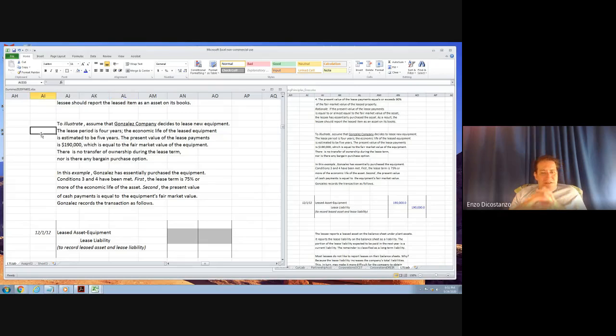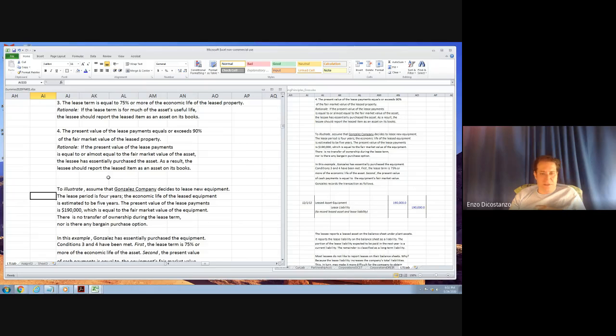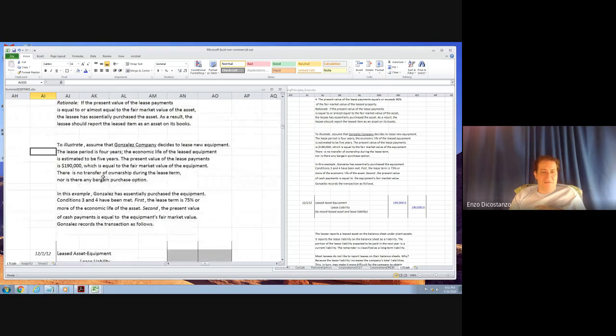Yeah, it decides to lease new equipment. It's for 4 years. Lease equipment is estimated to be 5 years. The present value of the payments are 190,000, which is equal to the fair market value. So there you go. If you're using it for 4 of the 5 years, it's bigger than 75% of the estimated life and all that. So this gives all the conditions.